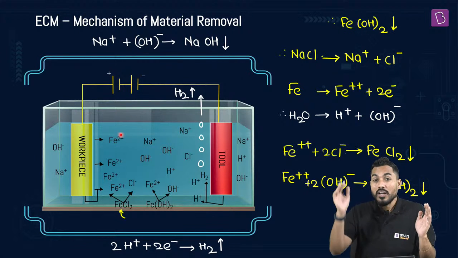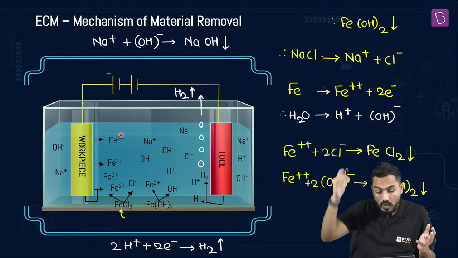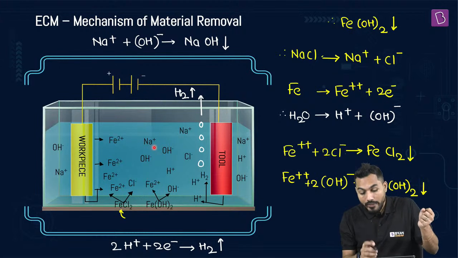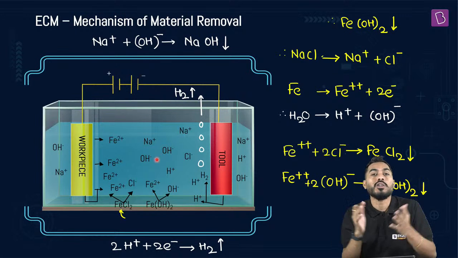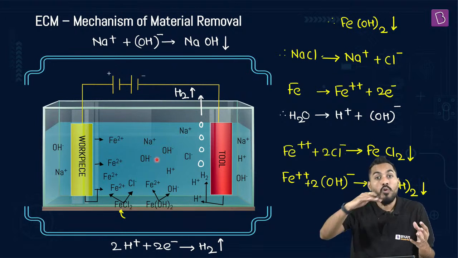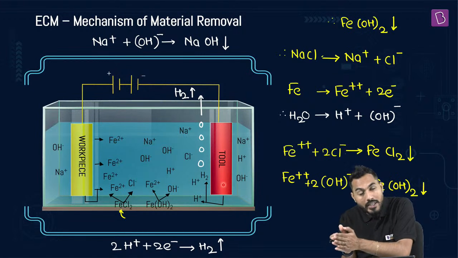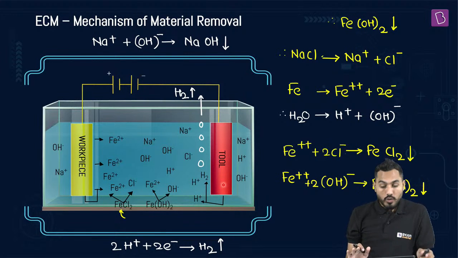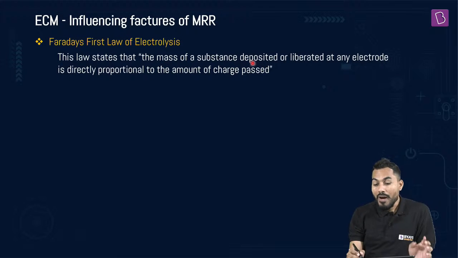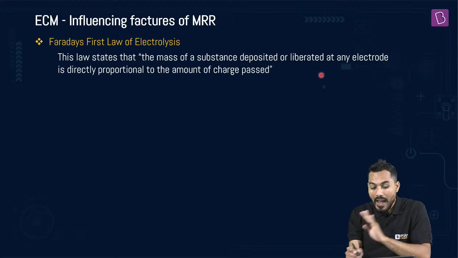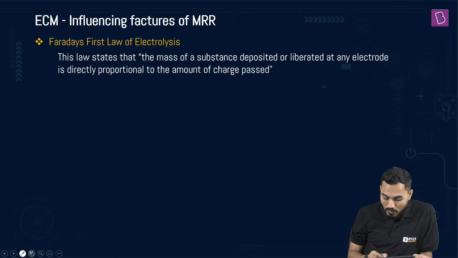And as the electrical current flows, if the density of the current is more and more, can I say the electromotive force will be more, and therefore more and more ions will get depleted, and that current itself is nothing but called a charge. So the more the current, the more the charge, the more the ions will get depleted. If more ions are depleting, my material removal rate will be higher. Which means the material removal rate, or the mass of substance liberated at any electrode, is directly proportional to the amount of charge carried.